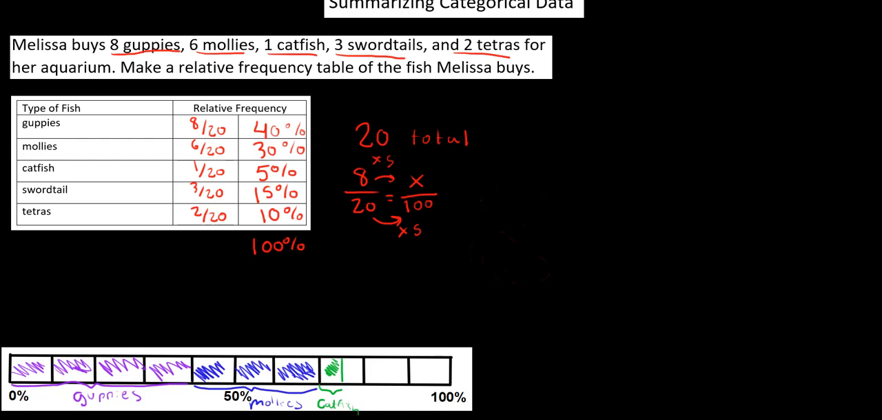Then we have swordtail. So swordtail is 15. So I already have 5 here. I'm going to go ahead and add this other 10. So this is going to be 10 plus 5, which is going to give me 15. So this is going to give me my swordtail. And then last but not least, I'm just going to go ahead and color this one black. This is going to be our tetras.